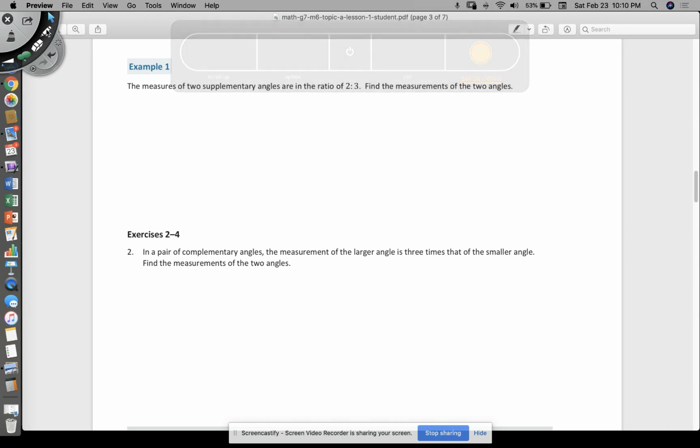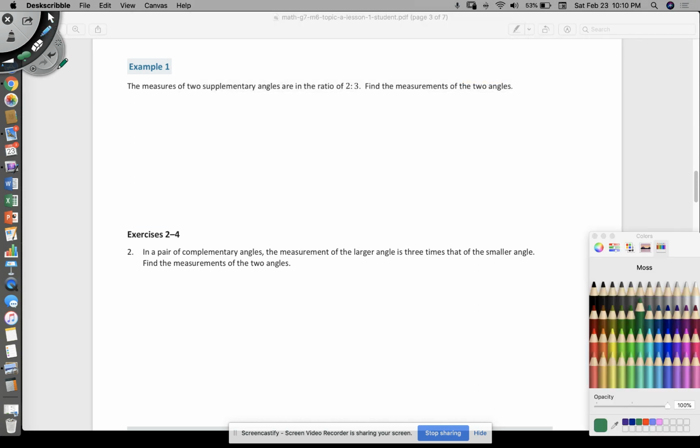Example 1 says, the measures of two supplementary angles are in the ratio of 2 to 3. Find the measurements of the two angles. All right, so we have a ratio of 2 to 3. First, here we have some vocabulary. Supplementary means it needs to add to 180.